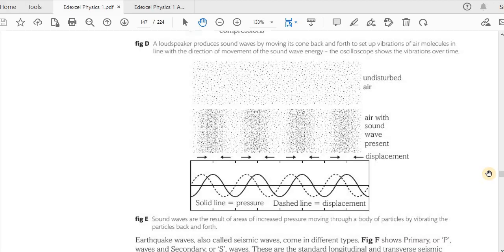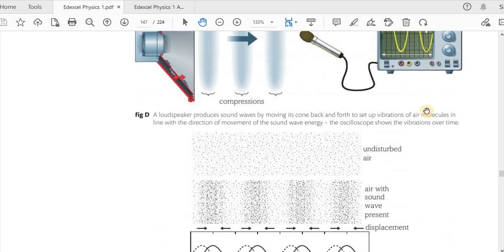That's why we call it a compression. From the name itself, you can understand that where the molecules are closer together, we have a compression. Where they are far apart, we call those areas rarefactions. So this is a compression, this is a compression, this is a compression, and in between them you have air molecules that are spread out. Like for example, here, and here are areas where the air molecules are spread out. We call those areas rarefactions.